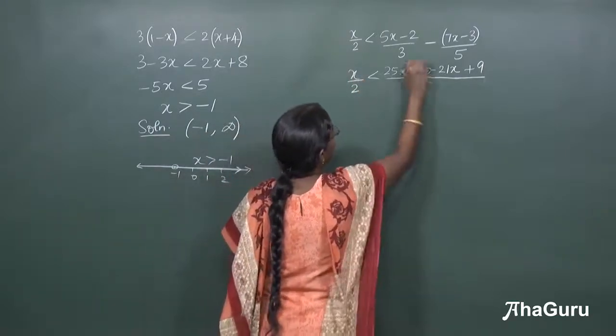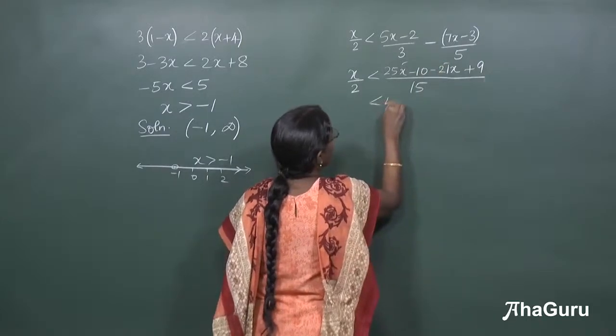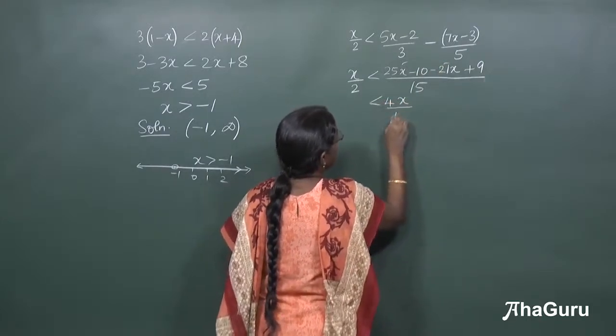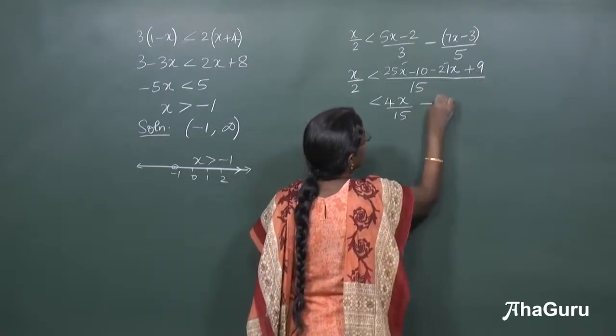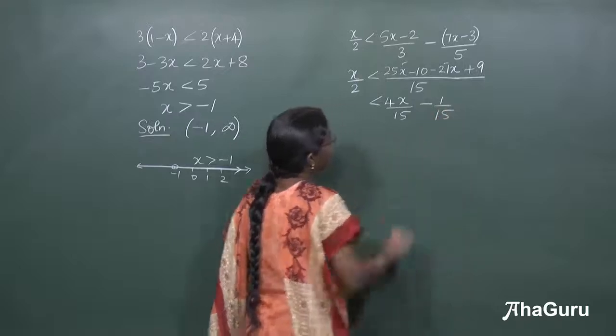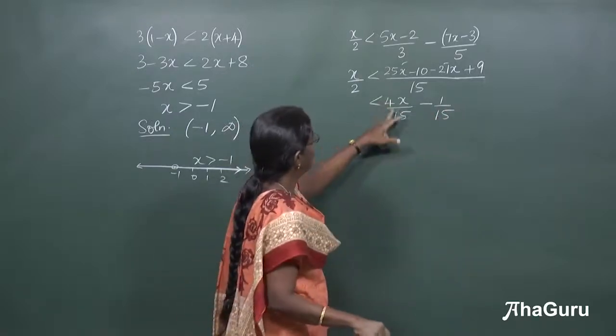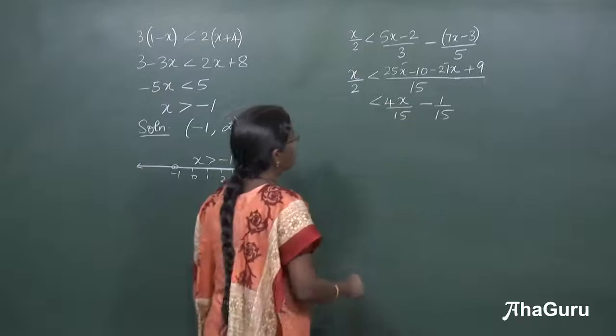Simplify this carefully, these two together, what happens? It will become a 4x, right? So I will write it as 4x by 15, and the other two values together become minus 1 by 15, am I right? 4x by 15 and a minus 1 by 15, okay.